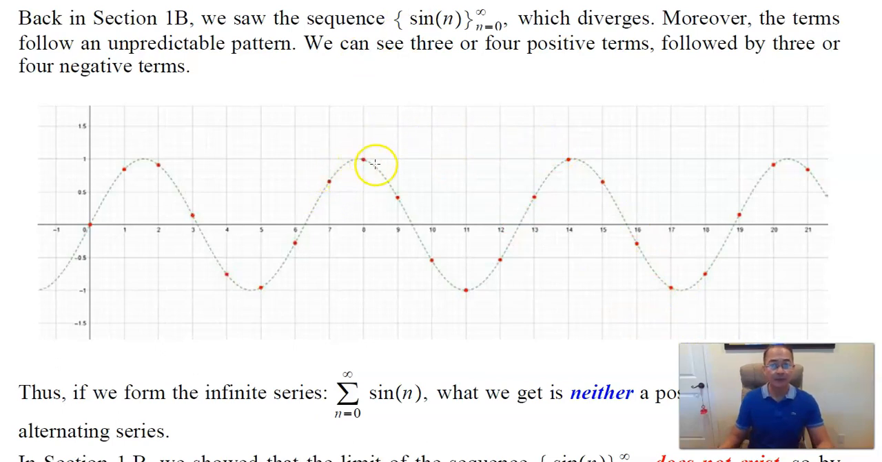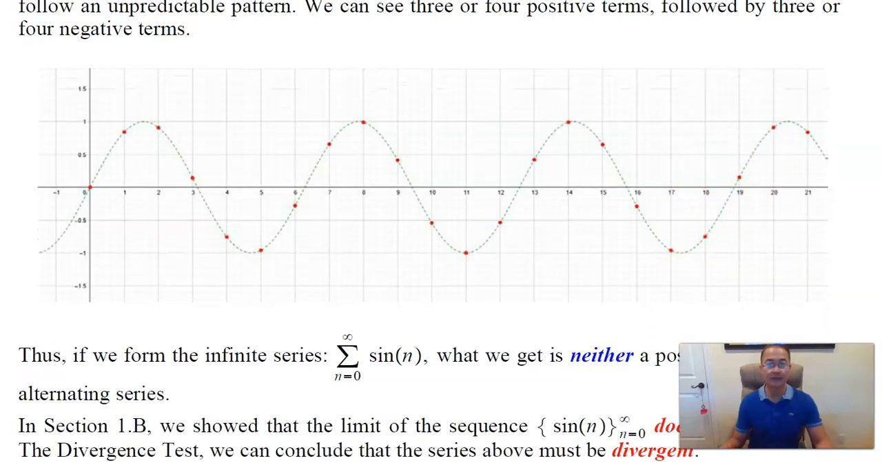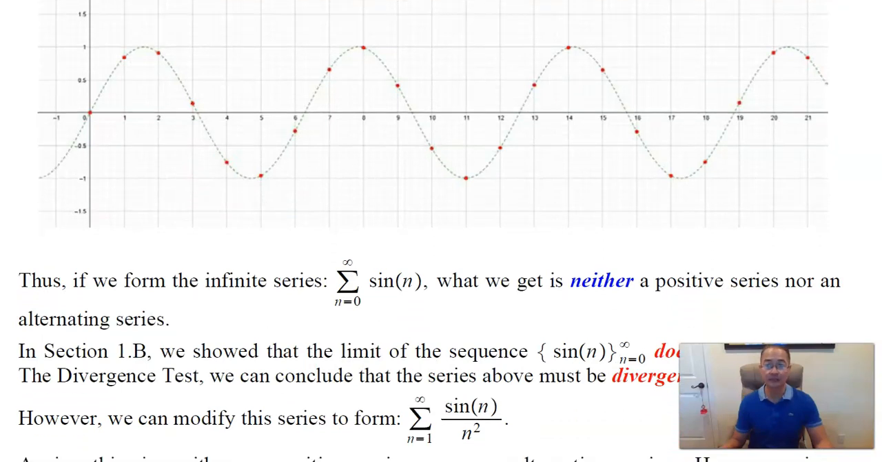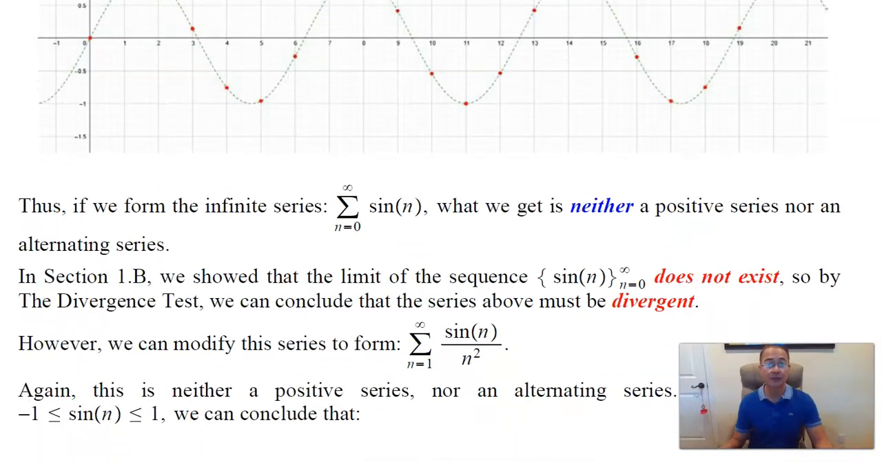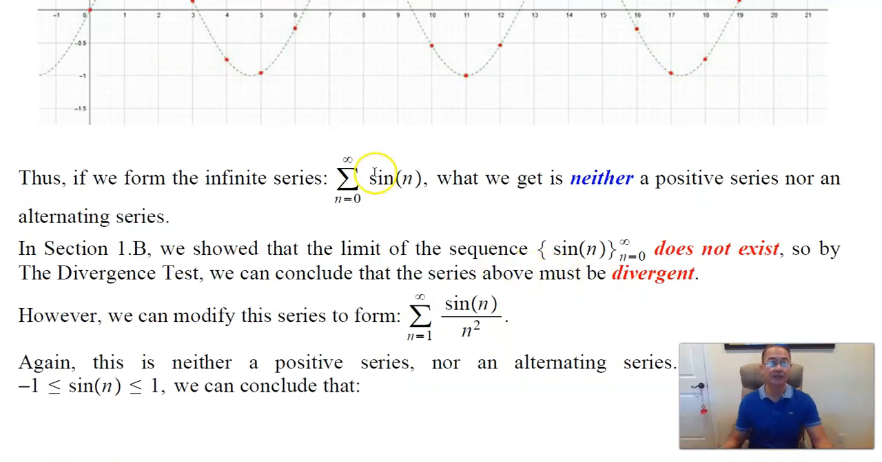But furthermore, as we can see from the way it's behaving, sine is sometimes positive, sometimes negative, sometimes close to -1, sometimes close to +1. So the sequence sine of n simply diverges. The limit does not exist. So according to the test for divergence, if you look at the infinite series made of sine n, forget it. That is automatically divergent. But now, let's see what happens if you have sine of n over n squared.